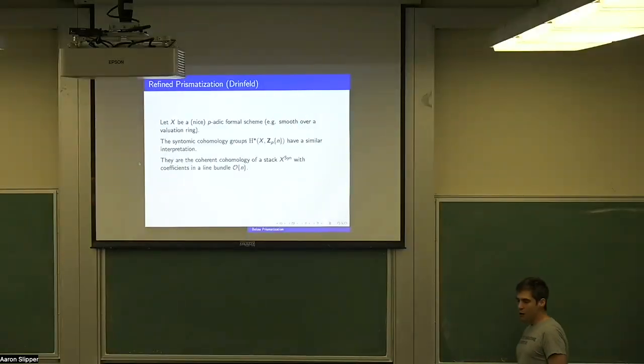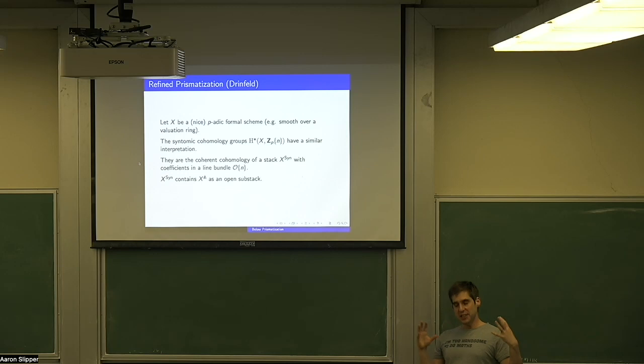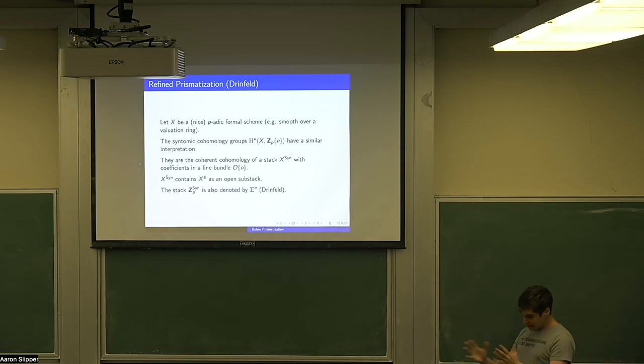So the syntomic cohomology is an invariant of a p-adic formal scheme. It can also be thought of as the coherent cohomology of a certain auxiliary object. I'm going to follow Bhargav's notation again. He called this X syn. And this is an enlargement of the prismatization of X. It contains X prism as an open substack. And Volodya's notation for this in the case of Z_p is sigma double prime.